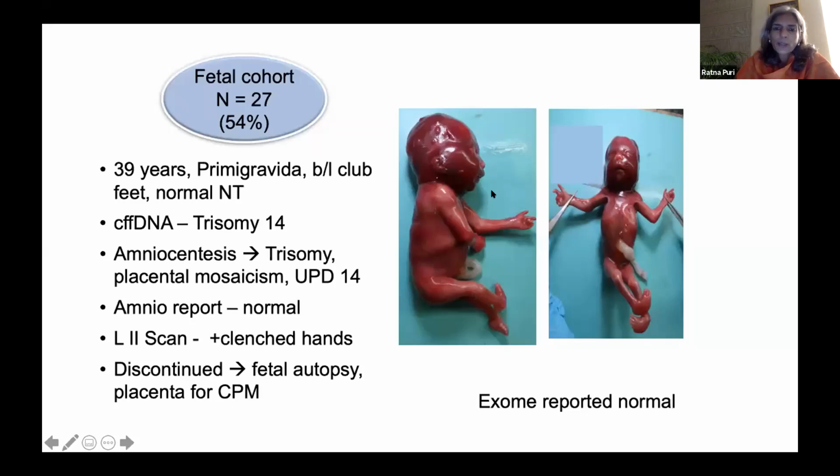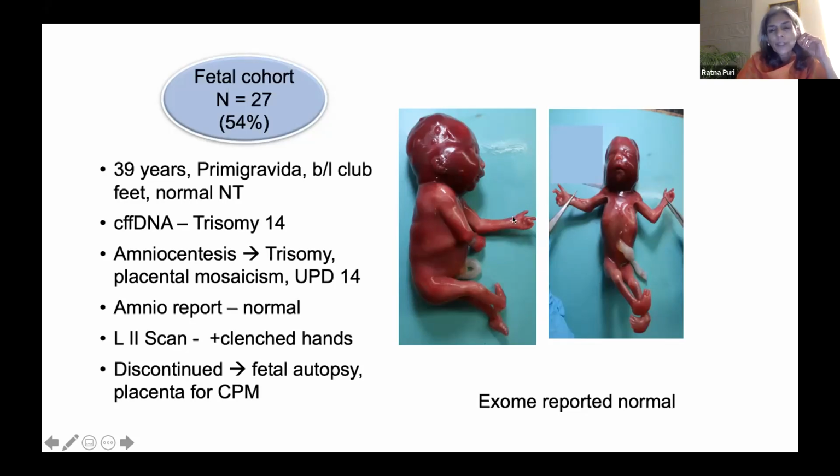Now, if you see this child, this was a lady who had an NIPT done because of advanced age. It identified a trisomy 14. There was a bilateral clubfoot, which can also be isolated and operated on; it may not be part of a genetic disorder. So at 16 weeks, an amniocentesis was performed. We evaluated for trisomy 14. We also wanted to look at UPD because there is a genetic syndrome caused by UPD14, but the report was normal. Then at the 19-week scan, there were additionally clenched hands.